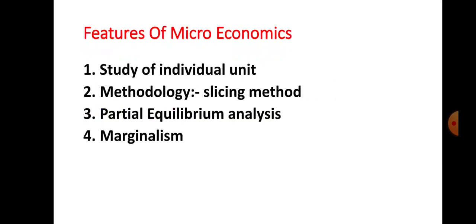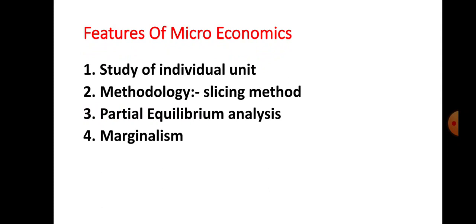Now let us see the next topic. Here I selected the features of microeconomics. All of you know what microeconomics is. Microeconomics means the microscopic study of economic behavior of individual units. For example, a particular household, firm, industry, and so on. Now let us see the features of microeconomics. Here points are given. Number 1, study of individual units. Microscopic study of economic behavior of individual units. That is a feature of microeconomics. So it studies the individual unit, for example a particular household, firm, industry, and so on. Now let us see the second feature.